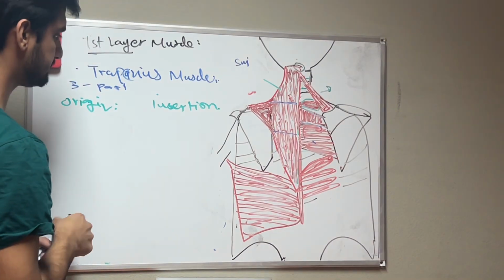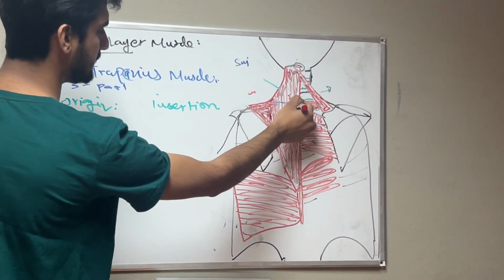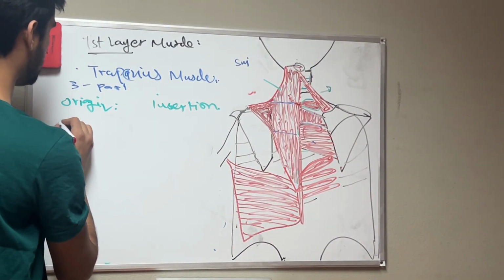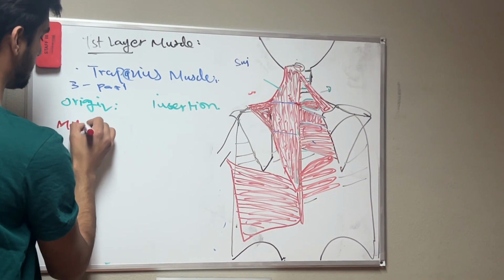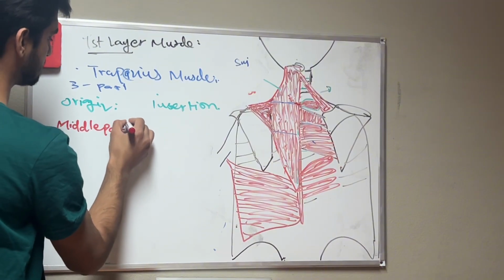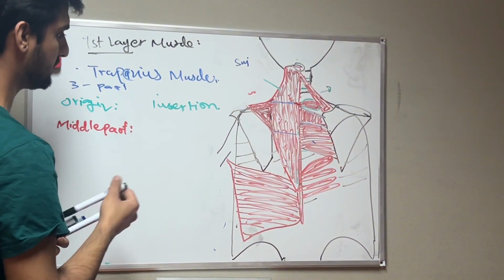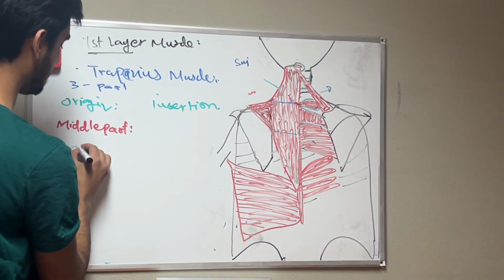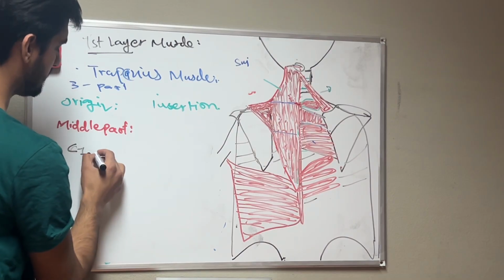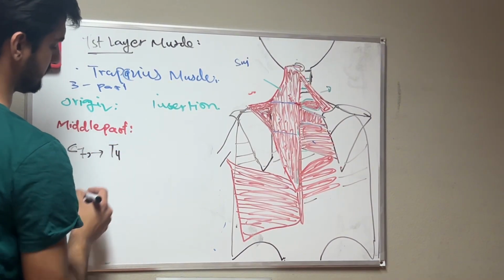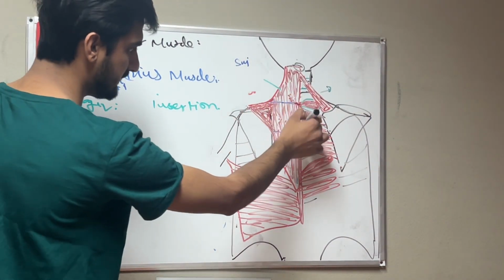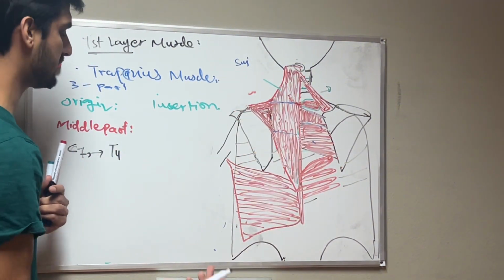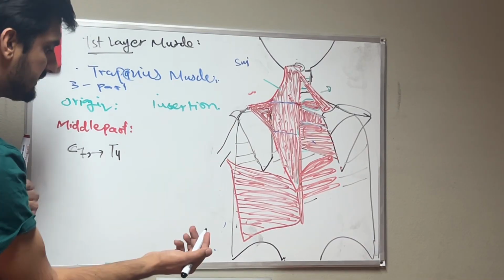Middle parts we have here. If you remember, I will also discuss the middle part. We have the C7 vertebra origination. We are talking about C7 till T4. This is the origin from C7 to T4 thoracic vertebra. C7 is a cervical vertebra, T4 is a thoracic vertebra. This is the origination of the middle part of the trapezius muscle.